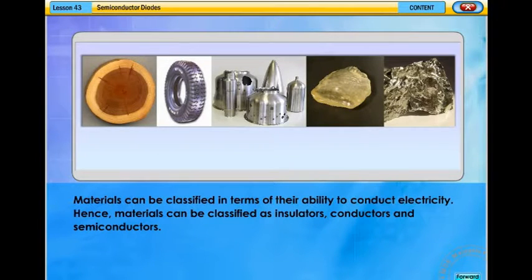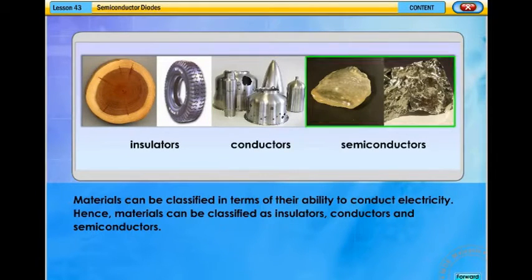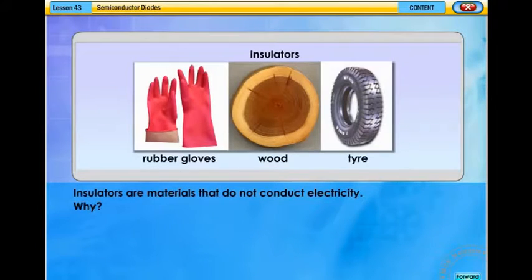Materials can be classified in terms of their ability to conduct electricity. Hence, materials can be classified as insulators, conductors, and semiconductors. Insulators are materials that do not conduct electricity. Why?